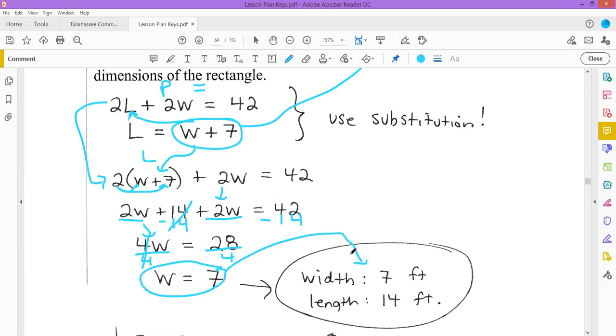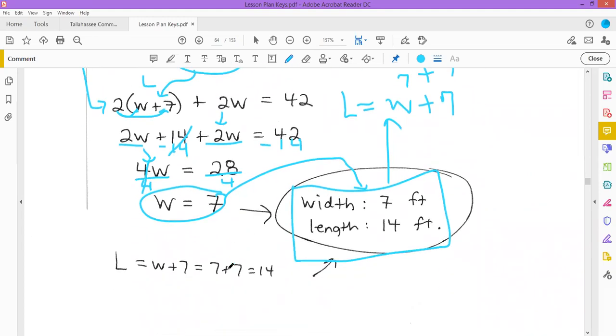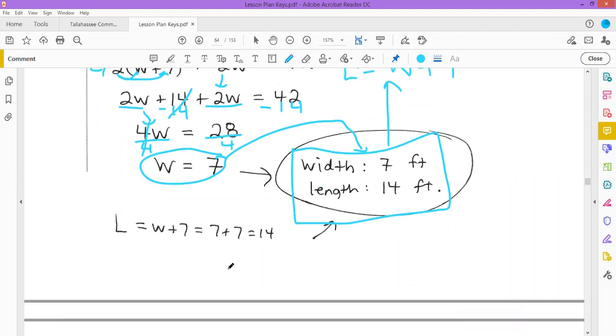To get our length, remember we had that formula, L equals W plus 7. Now that we know the width, we just substitute 7 for W. And we'll get 7 plus 7, or 14, as our length. Now we have the length and the width of our rectangle.